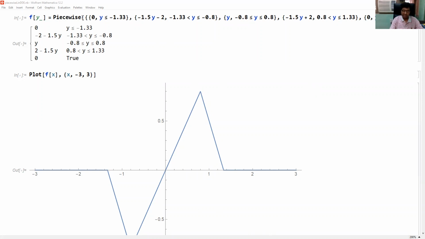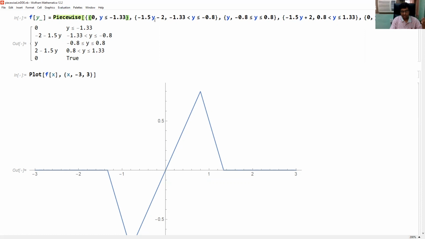So a square bracket is there. Then there is a list, so a curly bracket is there. In that we have to write again a list. The first list means there are two entries. The first entry is the value of the function and the second is the condition. So we are writing the function value is 0 when y is less than or equal to minus 1.33.